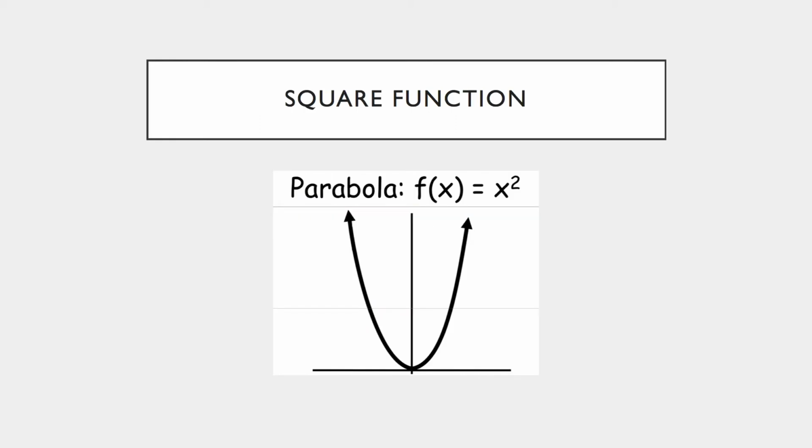The square function we've talked about this semester already. This is our quadratic that's going to graph a parabola. Remember that our square function is going to have a highest power of 2. So we're looking at f of x is equal to x squared.